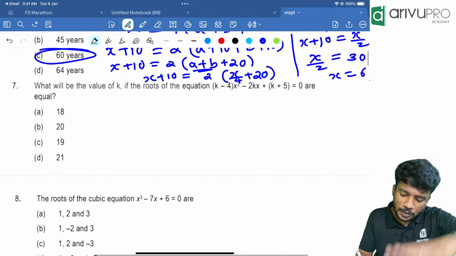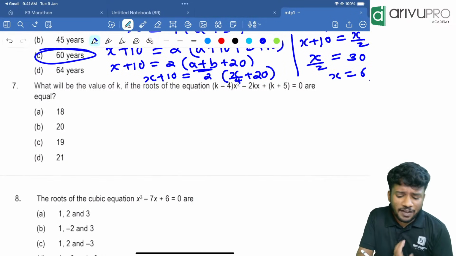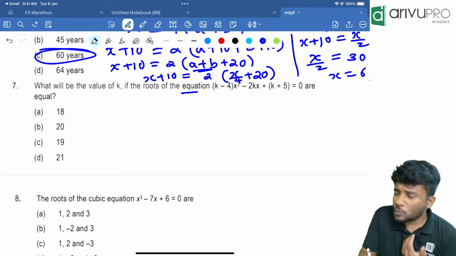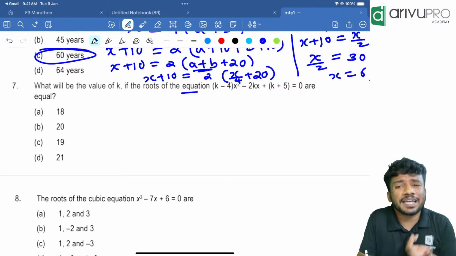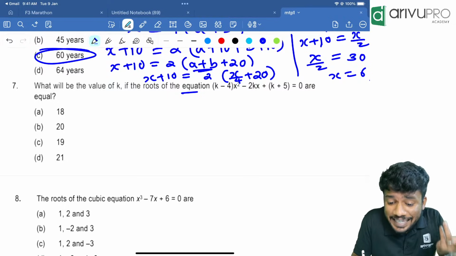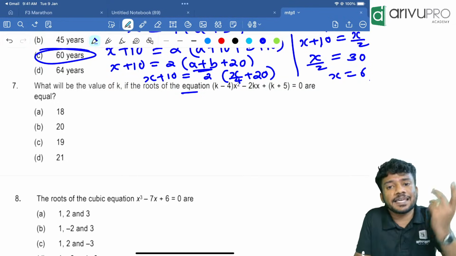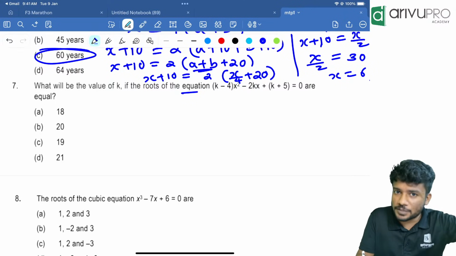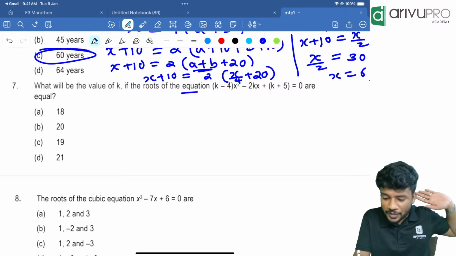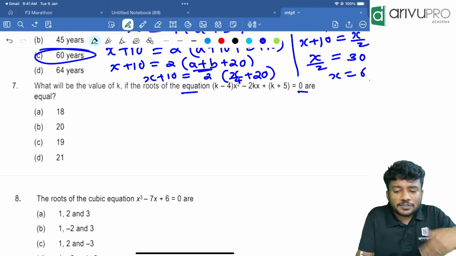Okay, next one. What will be the value of k if the roots of the equation k minus 4 into x square minus 2k into x plus k plus 5 is equal to 0 are equal? For these questions, can't we do option checking? Yes, that's what I told her. We can check with the option also. That is also perfectly fine. But here two people are involved. That's why I didn't go with that.